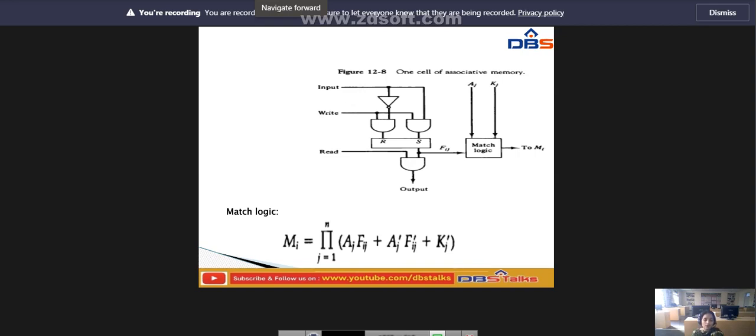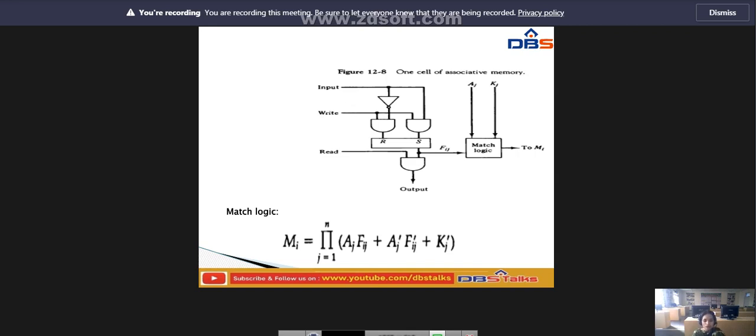The match logic compares the content of the storage cell with the corresponding unmasked bit of the argument and provides an output for decision logic that sets the bit in Mi. Okay, so this is the match logic. I have the formula here: Mi = Σ (j=1 to n) of aj Fij + aj' Fij' + kj'. So this is the equation we are having.